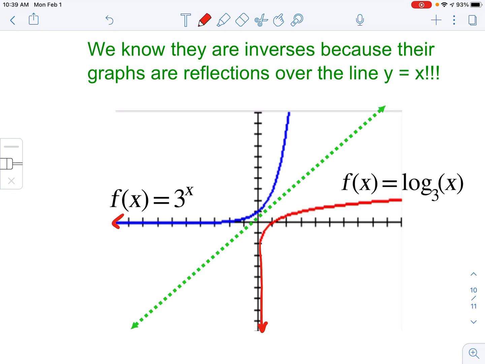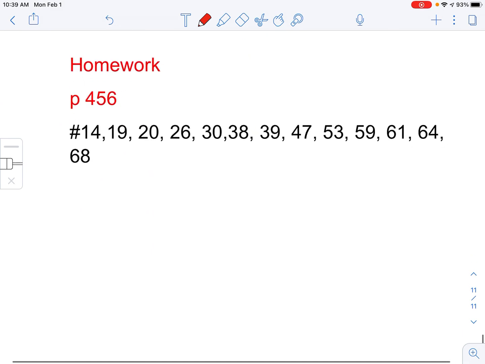Okay, so we can use the logs and exponential functions to find inverses of each other, and their graphs should be reflections over the line y equals x. And those are the homework questions for this section. Part of it is just rewriting. The other half is finding our inverses.